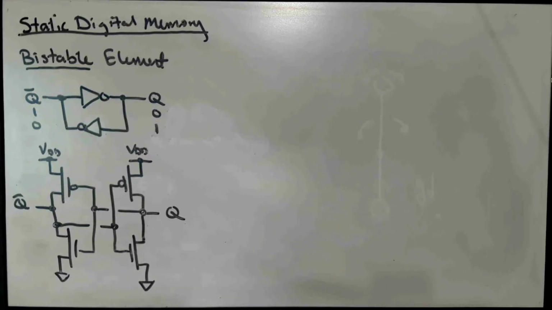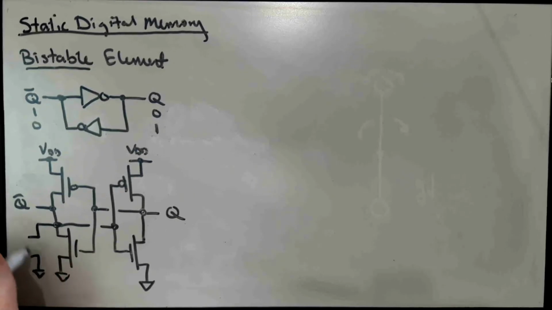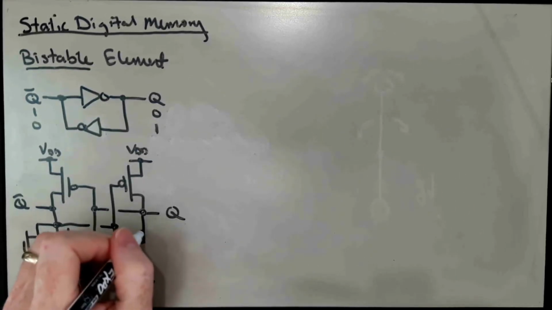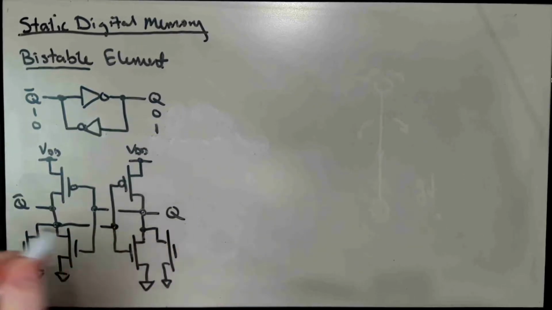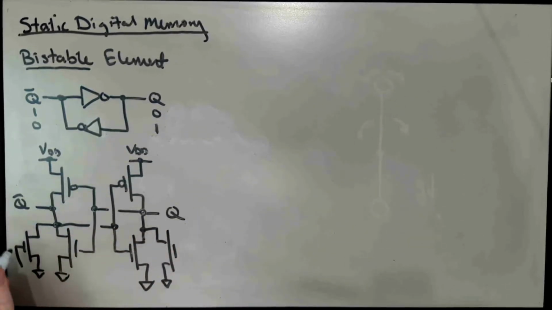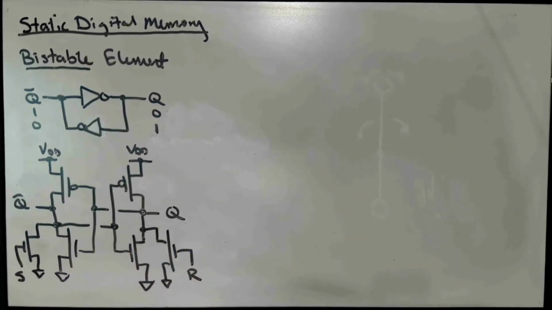Well, we can add some extra access devices. So if we, for instance, wanted to, we could put an extra NMOS transistor here and an extra NMOS transistor here. And we could call this input here S. We could call this input here R. And this circuit now becomes what's called an SR latch.